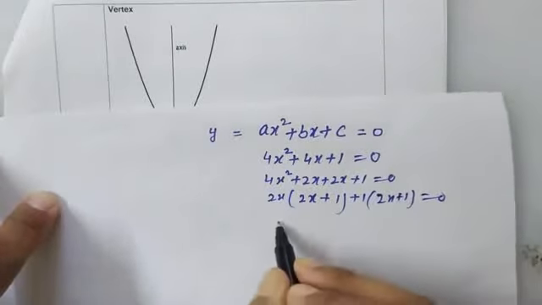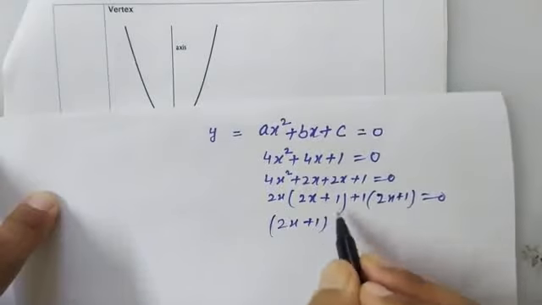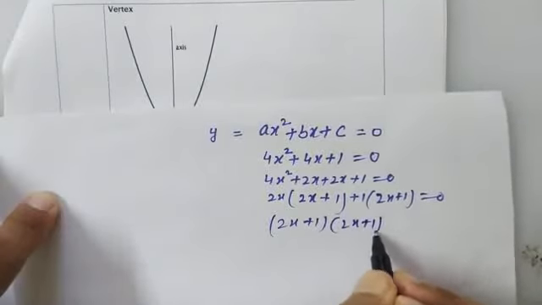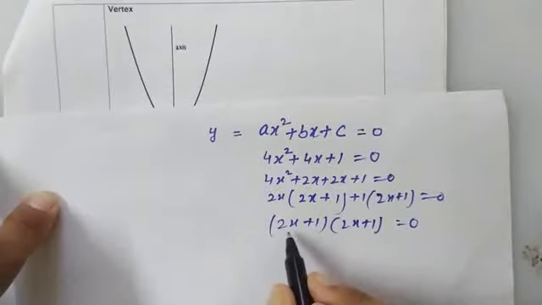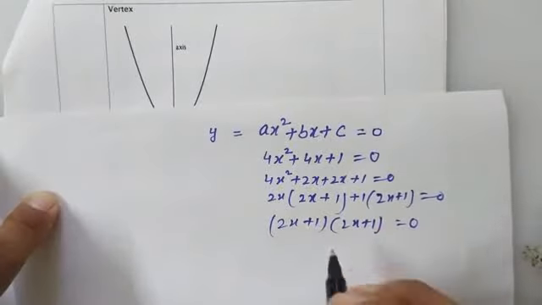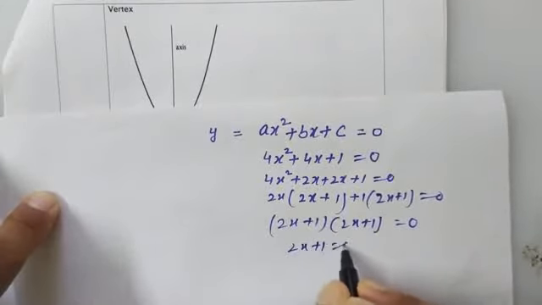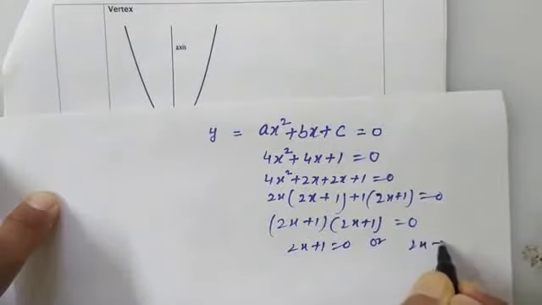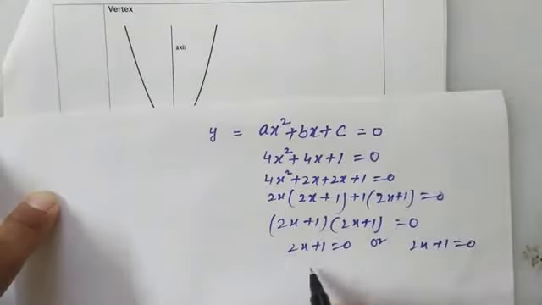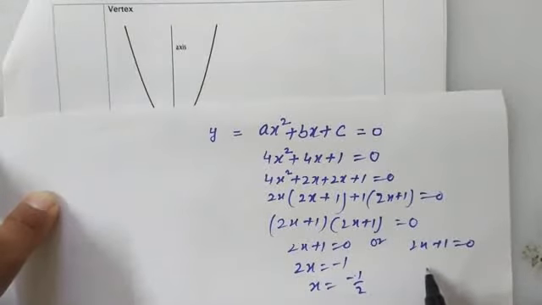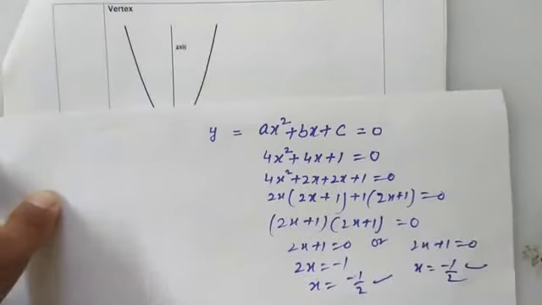So we have 2x plus 1 times 2x plus 1, which you have all done in your junior classes also. The product of these two factors is 0, so either the first one is 0 or the second one is 0. If I equate this to 0, then 2x is minus 1 and x is minus 1 by 2, and here also x is minus 1 by 2. So there are two zeros. This way we find the zeros.